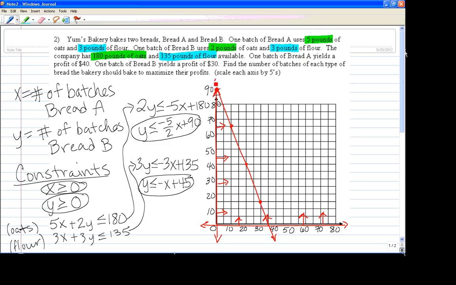And for this one, we will be shading where the y values are less than or equal to -5/2 x plus 90. So that will be where the y values are less than the line. In other words, we could test the origin, the point 0, 0. We would get 0 is less than or equal to 90, and that's true, so we would point the shaded region towards the origin.